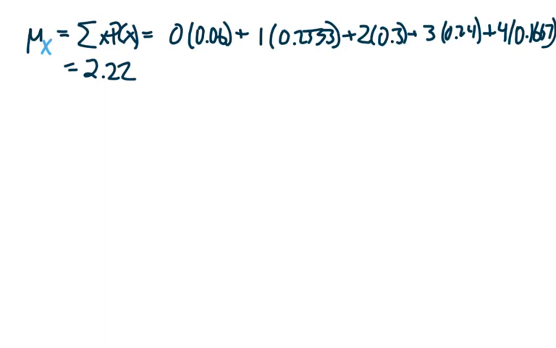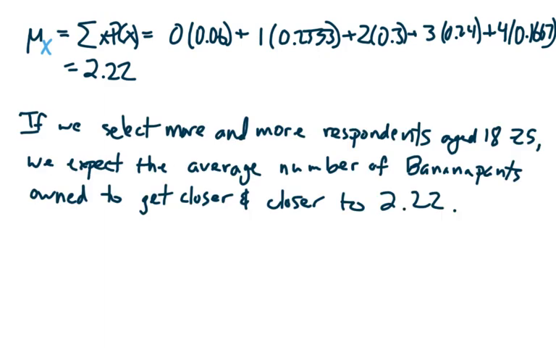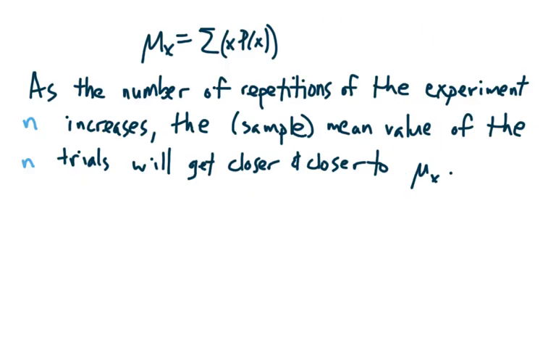Crazy town banana pants. So the more we randomly select respondents in this age range, the more we expect the average number of the sample to get closer and closer to the population mean average of 2.22. And in general, as we increase the number of repetitions of a discrete probability experiment, the more the sample mean gets closer and closer to the population mean, the one that we calculated using the formula.